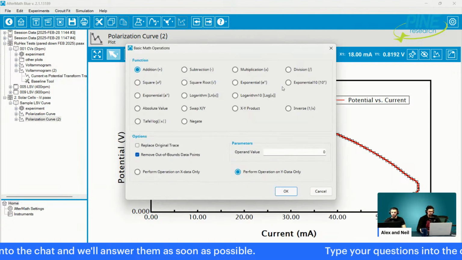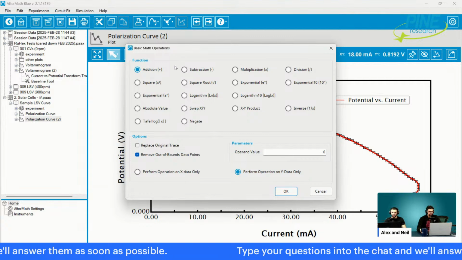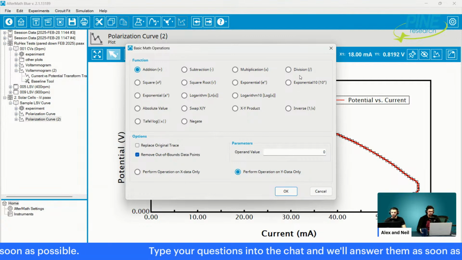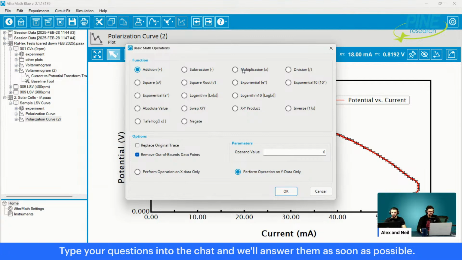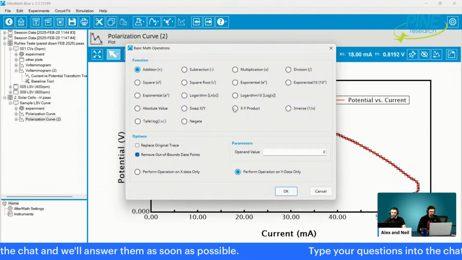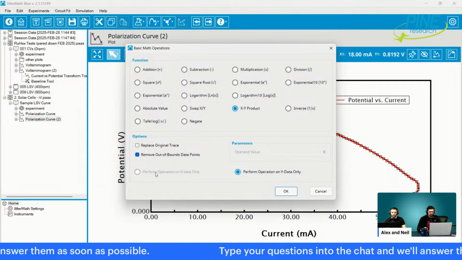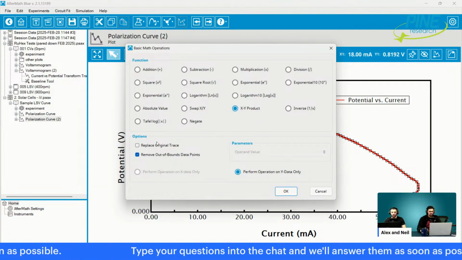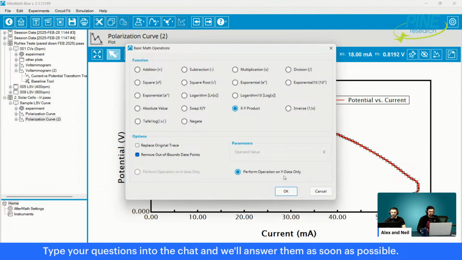I'm going to do, where is it? Product, right? Multiplication. Oh, product XY. There it is. XY product. I'm just blind is all it is. Okay. I don't want to replace the trace. I want to add it. I'm just going to add this trace.